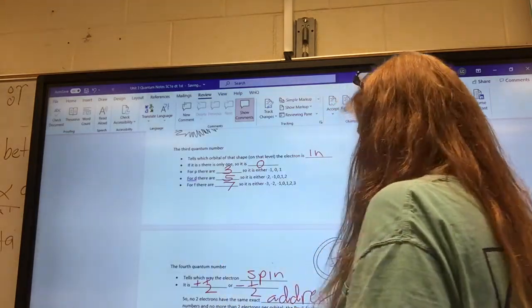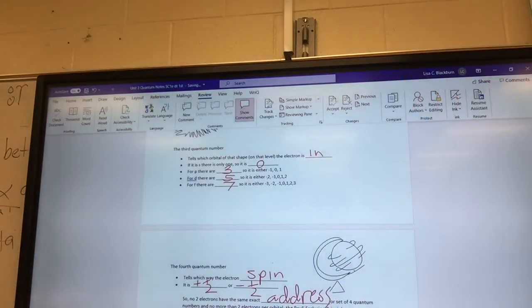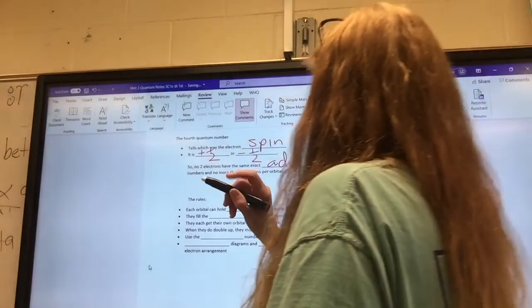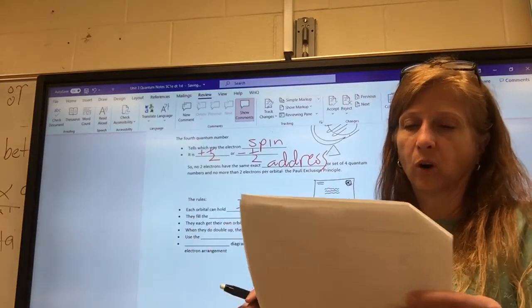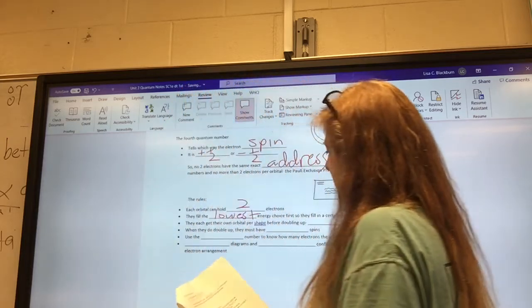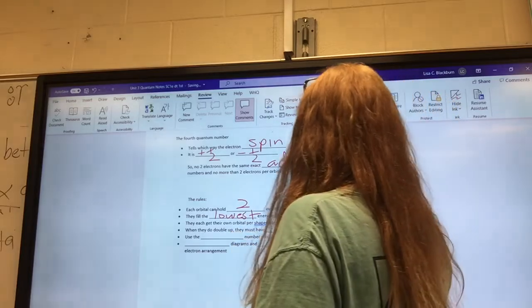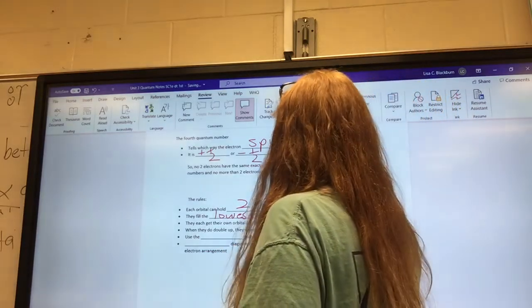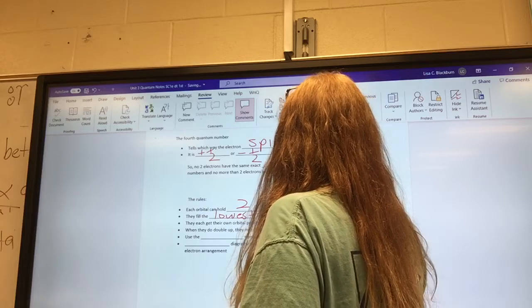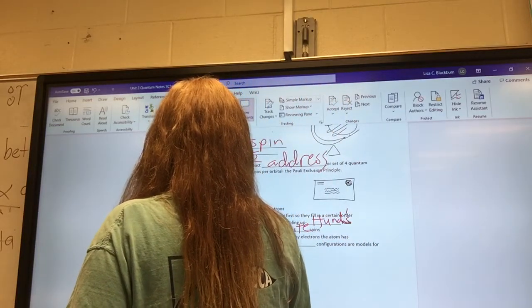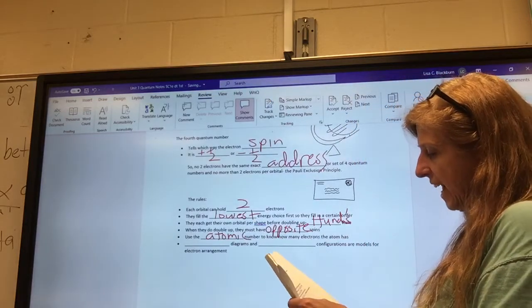Then here are the rules. Each orbital can have how many electrons? 2. At least 2. They either have 0, 1, or 2. Good point, Hunter. They can hold 2, no more. They fill the lowest energy level first. They each get their own orbital before they have to share. Before doubling up, that's Hund's rule. When they do double up, they must have opposite spins. You use the atomic number off the periodic table to know how many electrons it has.